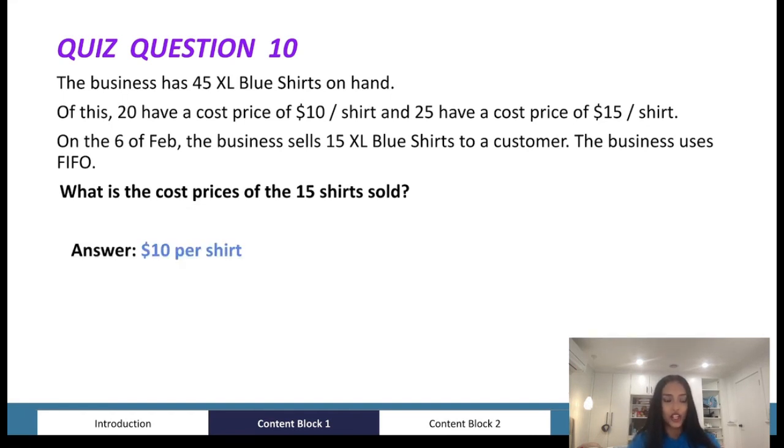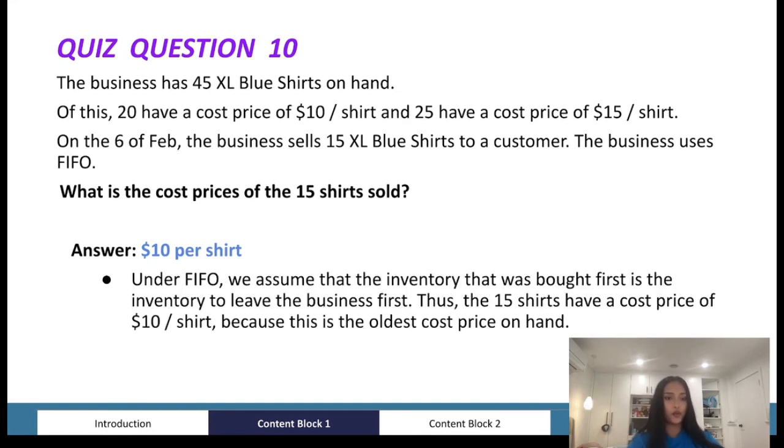Okay, so the answer is $10 per shirt, and this is because we assume that the inventory that was purchased first is sold first. So we have to choose the oldest cost price on hand as the cost price for this sale. And in this case, the oldest cost price on hand is $10 per shirt.